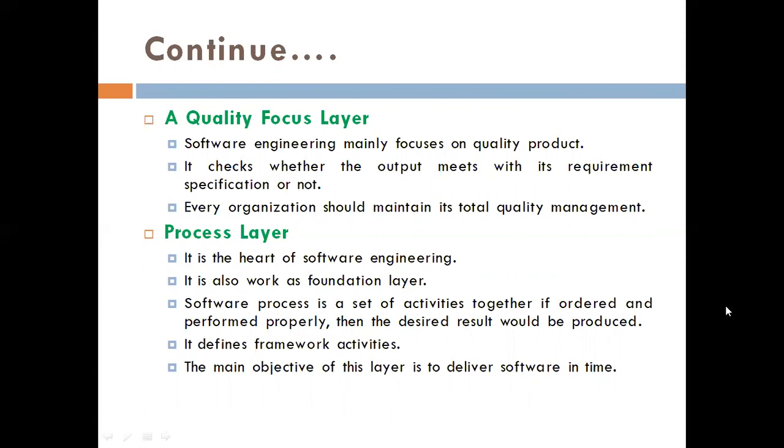Second point, process layer. It is the heart of the software engineering. It also works as a foundation layer. Software process is a set of activities together. If ordered and performed properly, then the desired result would be produced. It defines framework activities. The main objective of this layer is to deliver software in time.